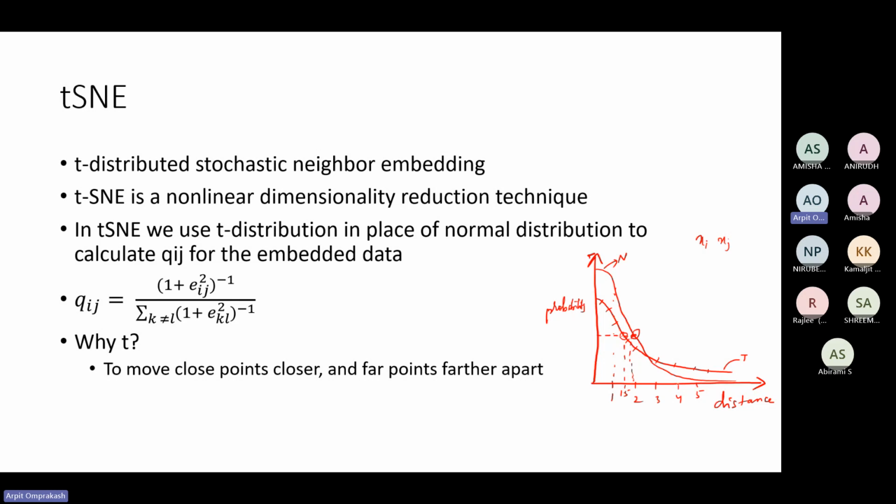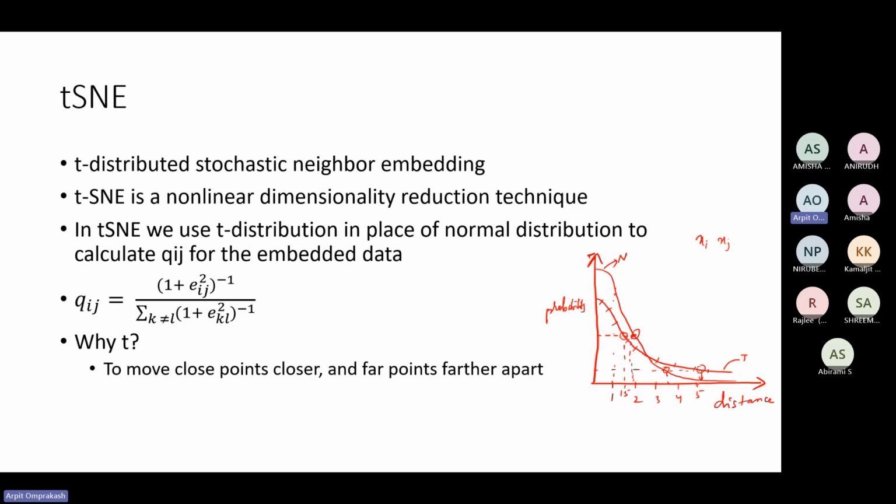So let's say the point is somewhere at 3.5. Let's say the distance between xi and xj is 3.5 or something. We'll use this normal distribution to first get the probability, and we'll get a probability of, let's say, this. Then we extend it to the t distribution and we go back to the distance. So if the distance is 3.5, now it becomes 5 point something.